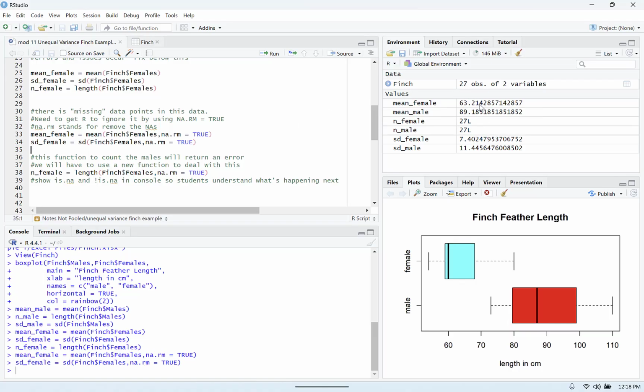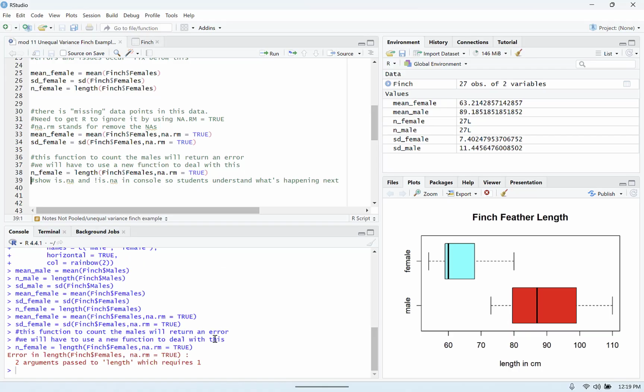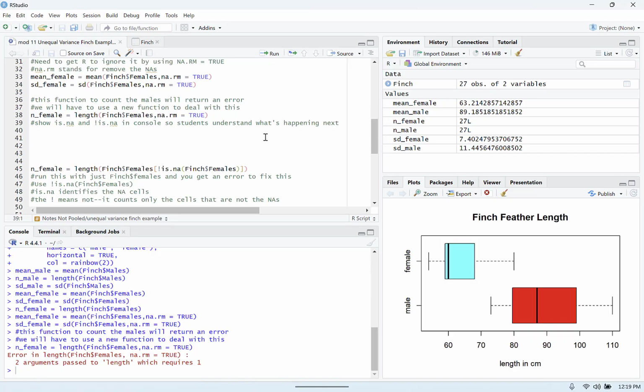So I get the female mean is 63.2 and the female standard deviation is 7.4, but I did not get sample size yet. When we do sample size, what we actually try to do, if you do this length of the female finches, remove the NAs, I get an error. So I can't count the number of rows without the NAs. R doesn't handle that.